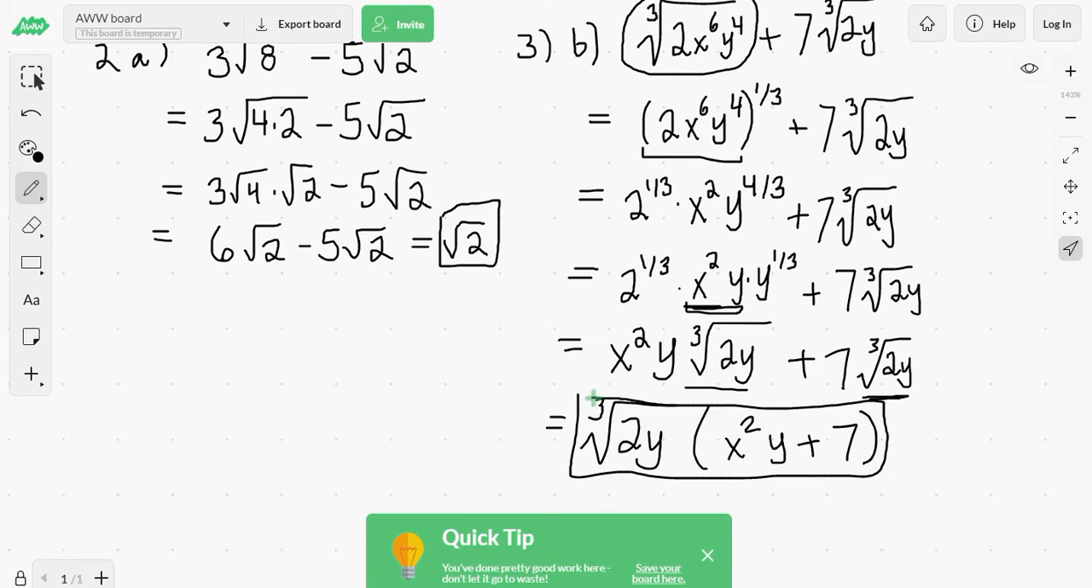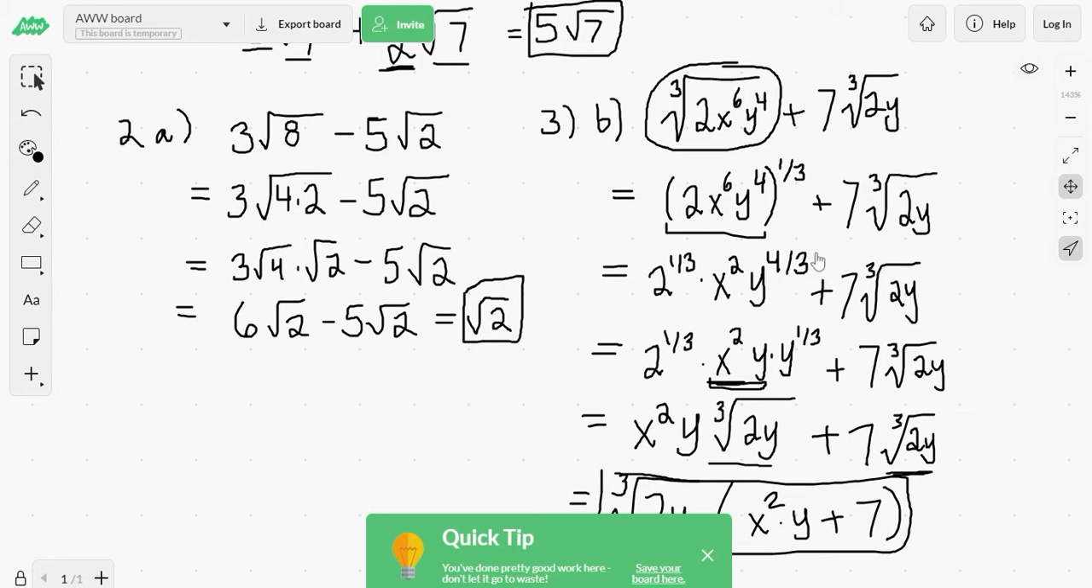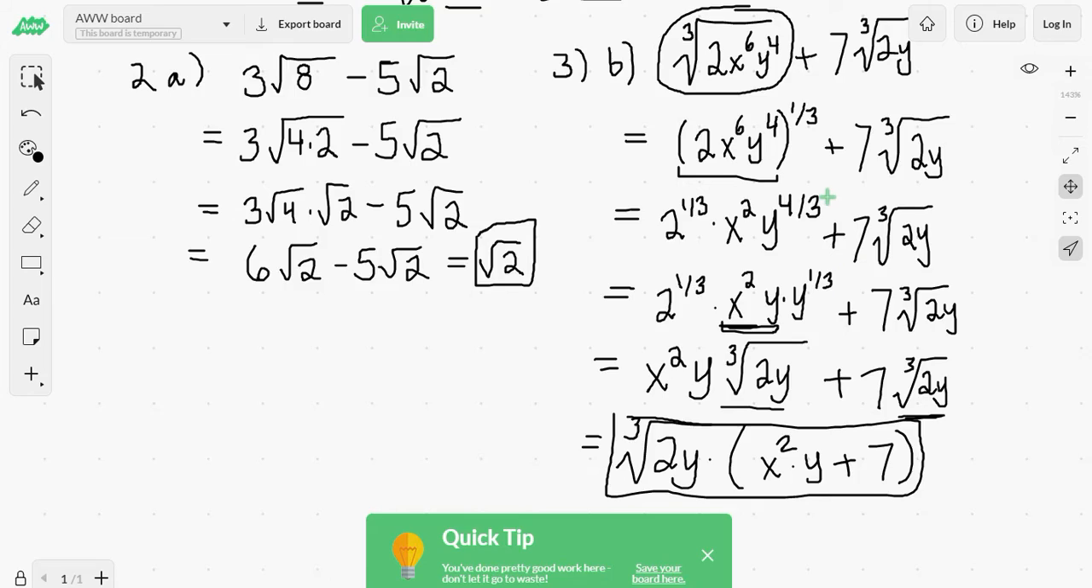That's probably how I'd write it in its final form. Okay, now we're going to move on to the next part of this section, which is going to be focused on products of two or more radical terms.